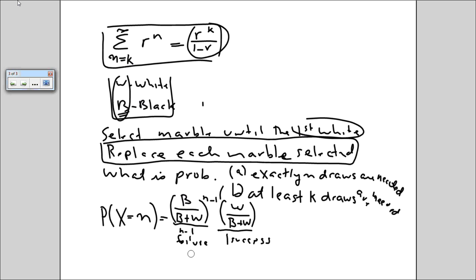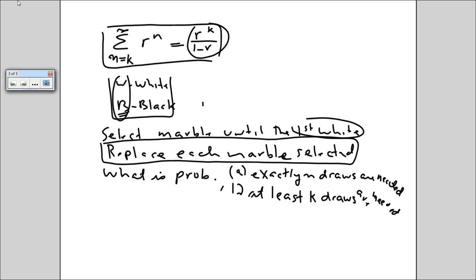Okay, let's try to get some more space. Now, that was part A, of course: exactly n drawings. What if you want at least k? So, the probability of at least k draws, well, this is going to be a summation.